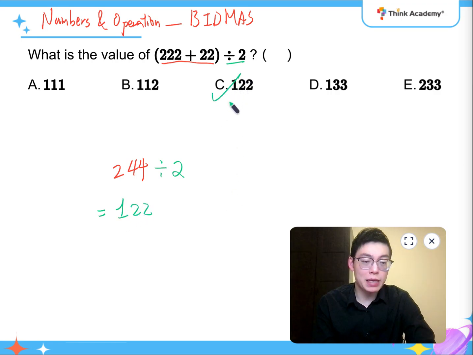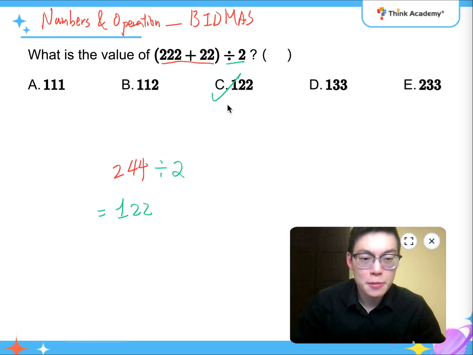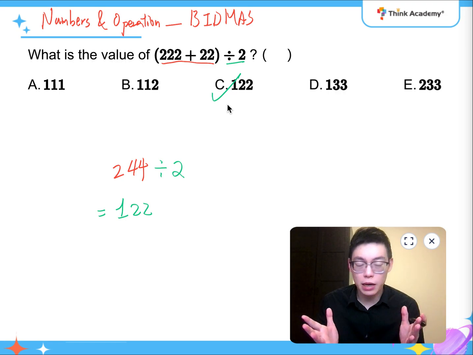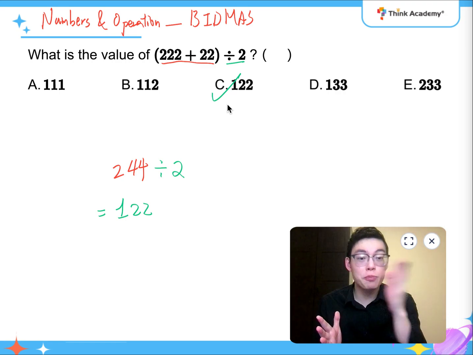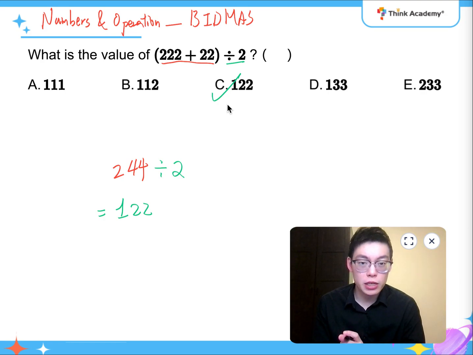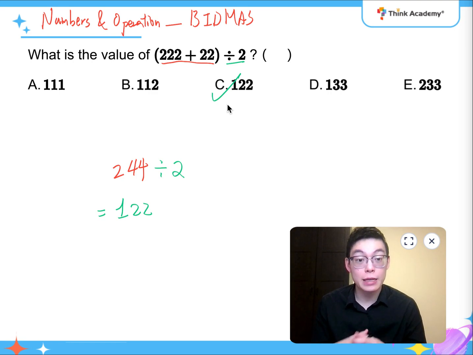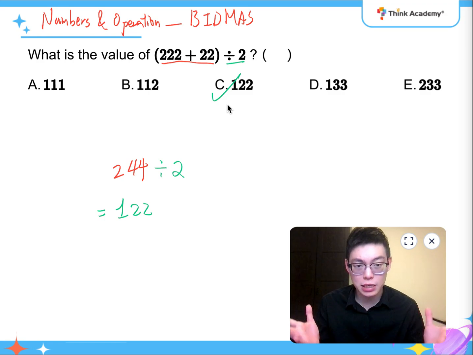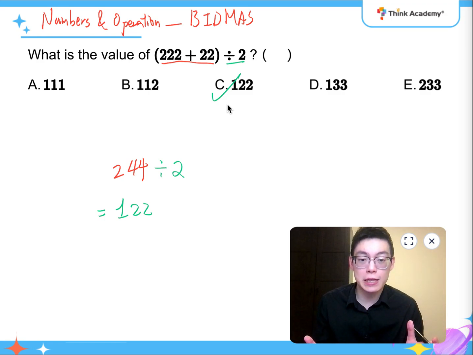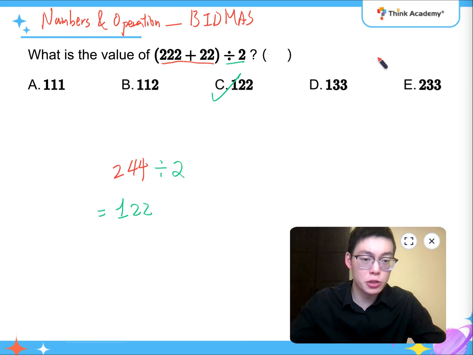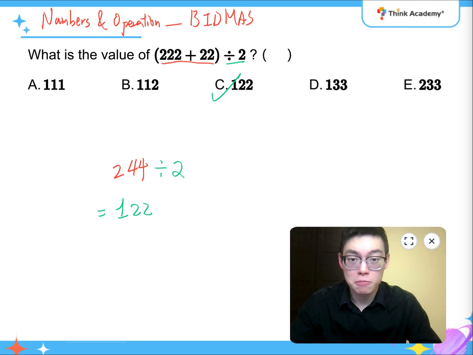I guess you're not making this calculation wrong, are you? Or of course, if you want to apply the distributive rule to it, you can first try to do 222 divided by 2, that is 111. Then you add 22 divided by 2, that's 11. So you get 122. But that's going to be no easier than this. So why not just do the operations as it's supposed to be, right? So that's the first question.